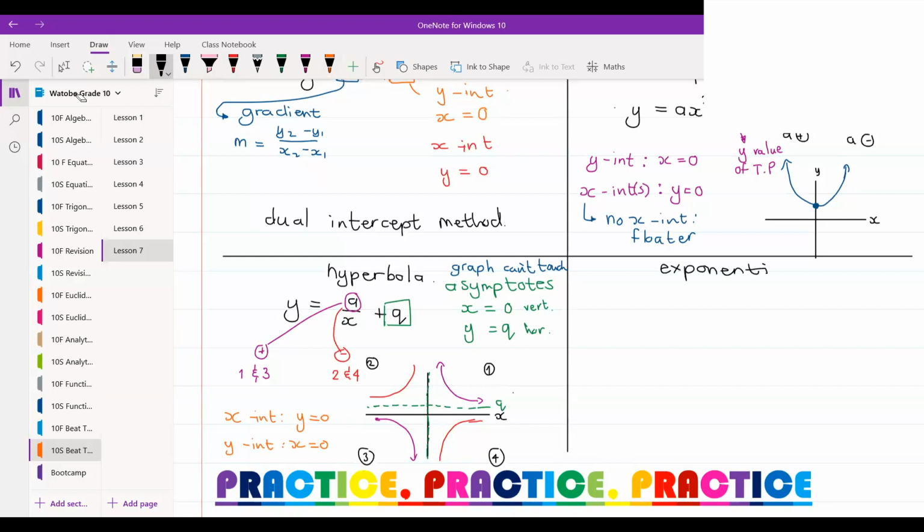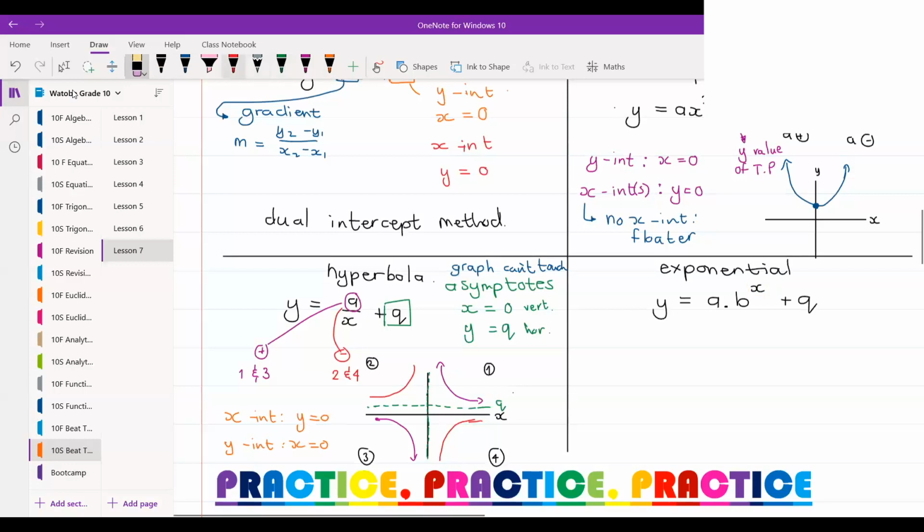Exponential. Right. So our exponential graph will read y is equal to a times b to the power of x plus q. And the reason we know that it's exponential is because our x value is the exponent. And that's how we know that it's an exponential equation.